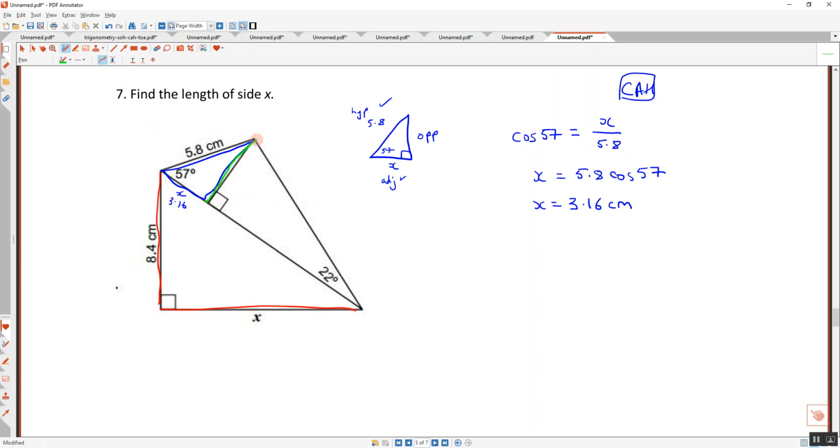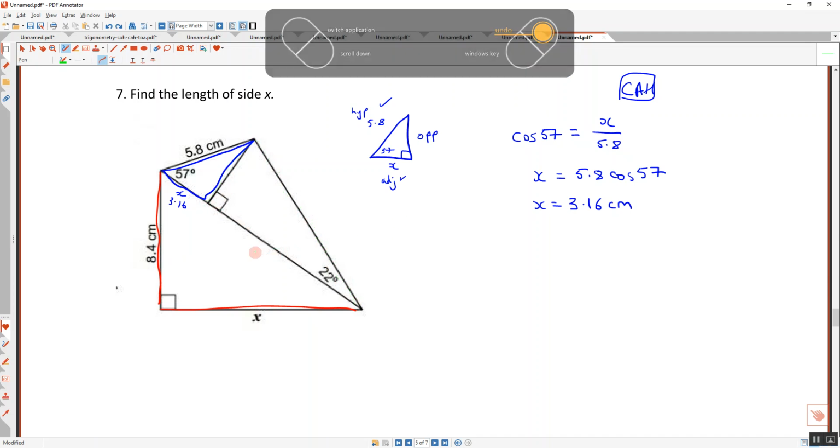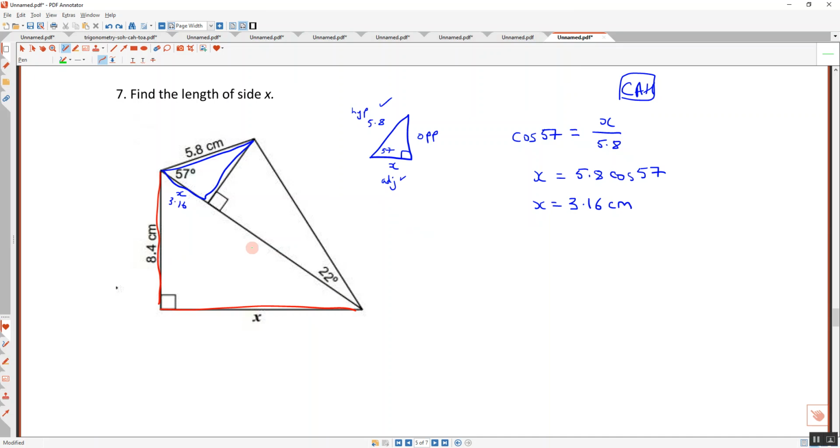Next, let's use green again. We're going to look at this triangle. Now, in order to work out this length on this triangle, I need more information. Unfortunately, I also need to work out what this length is. Okay, because if I know this, then I can work out this length, okay? So going back to this triangle, let's call this one y. Okay, I know that this side is 3.16. I know this side and this side, so I can use Pythagoras to find out y.